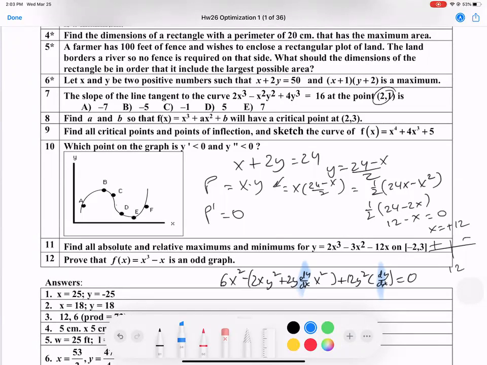You can actually just plug in to save yourself some time. Plug in the 2. Remember how this is (2, 1)? Plug in 2, 1. You can do that. That'll save you time.